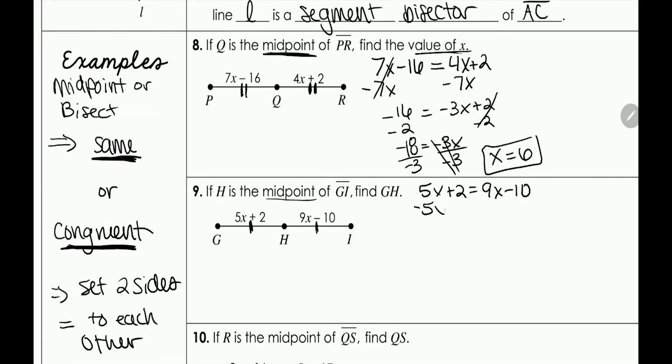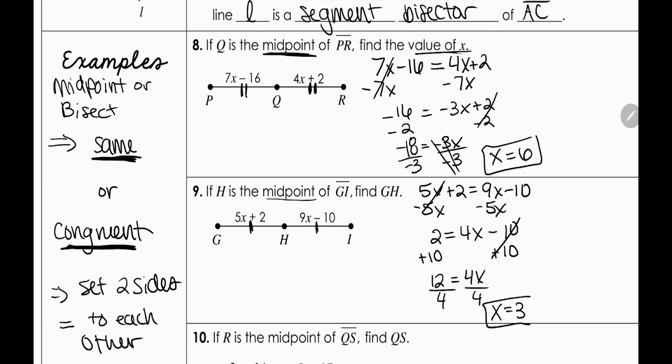I'll subtract the 5x. That's going to cancel out on this side. 2 equals 9 minus 5, which gives us 4x's on this side. We still have this minus 10. We haven't done anything with it, but now we need it on the other side because we have the x's on this side and we need the ones without x on the other side. So it's going to cancel out on that side. 10 plus 2 is 12 equals 4x. Then if we divide by 4, that's going to give us that x is equal to 3.